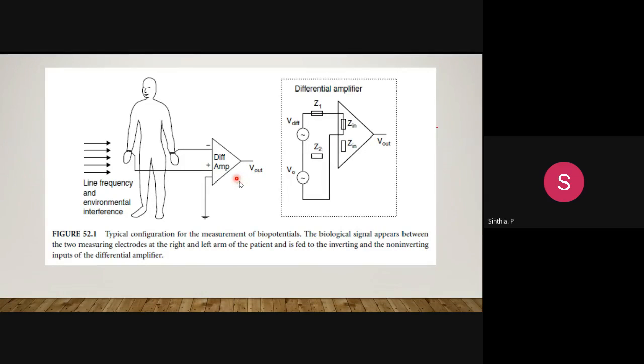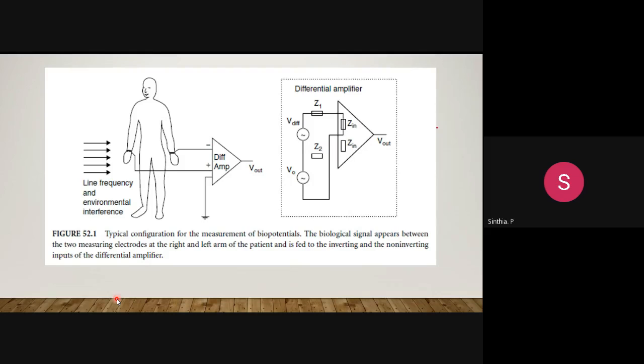Okay, so this is the typical configuration for measuring the biosignal with the use of this differential amplifier. If you see here, the biological signal appears between the two measuring electrodes at the right arm and left arm of the patient and is fed to the inverting and non-inverting inputs of the amplifier. Actually, three electrodes will be employed.